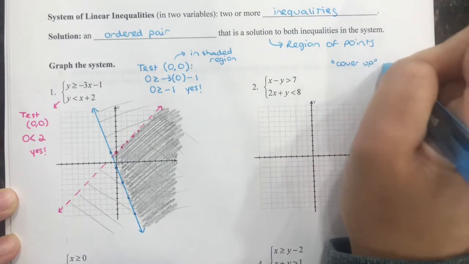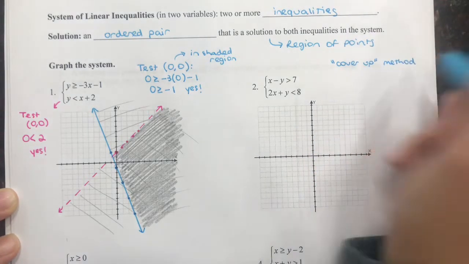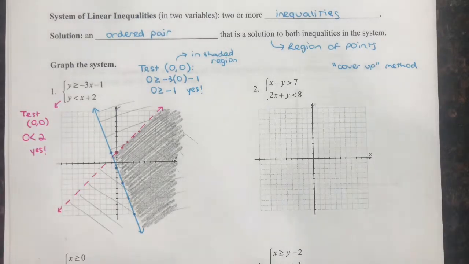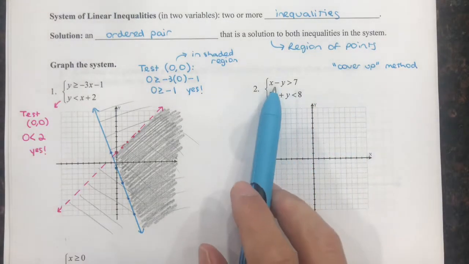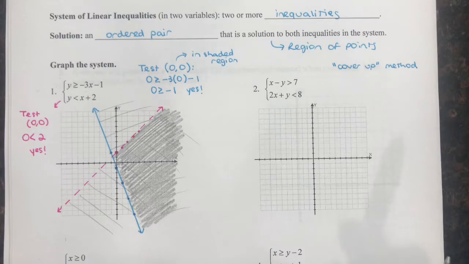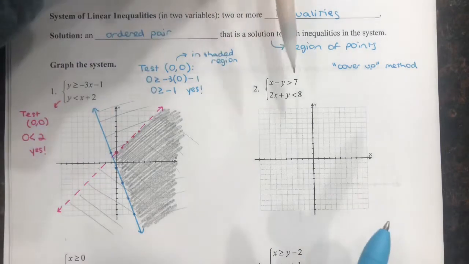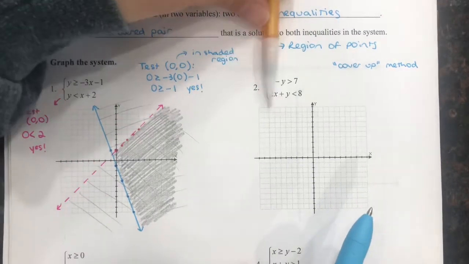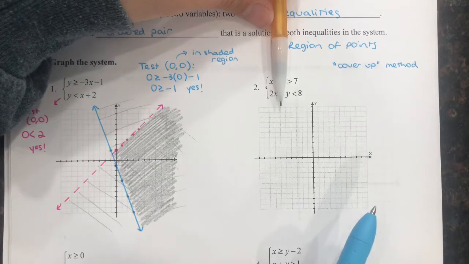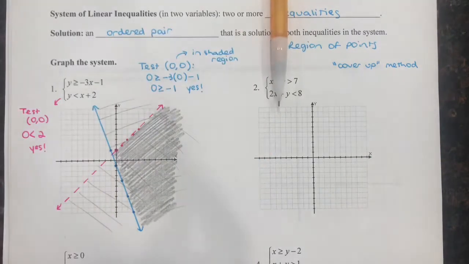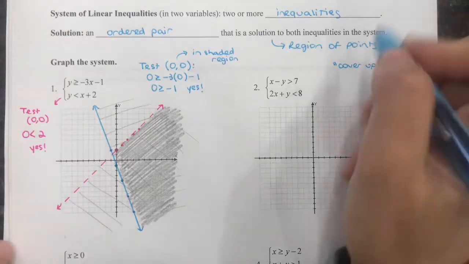Cover up method. I may have shown this already earlier in the year, so if you already know, great. If not, we'll do it together. That means that if you cover up the y value and solve for x, you'll get the x-intercept. Okay, so let's just write that down.